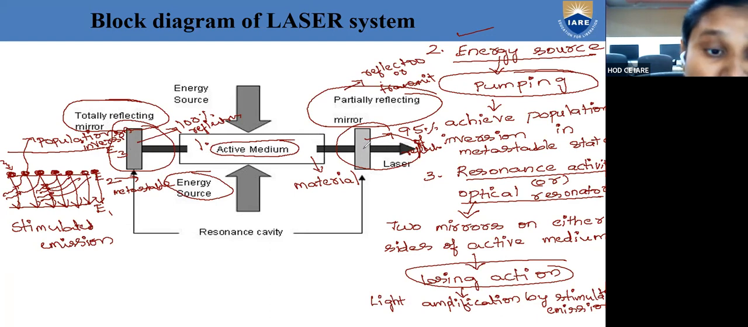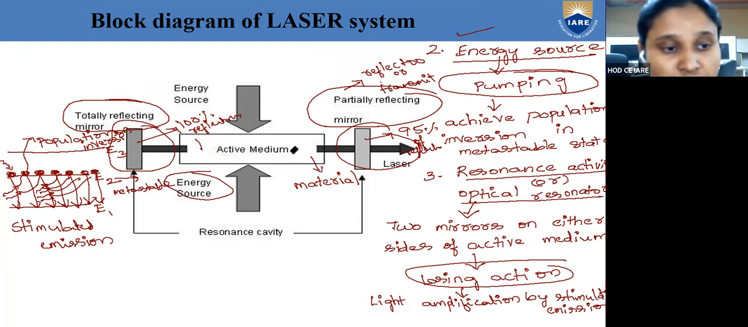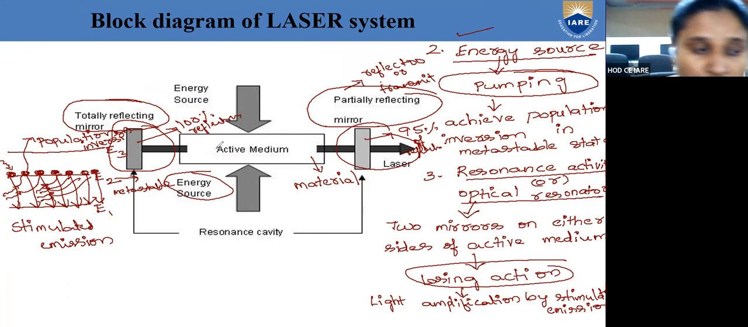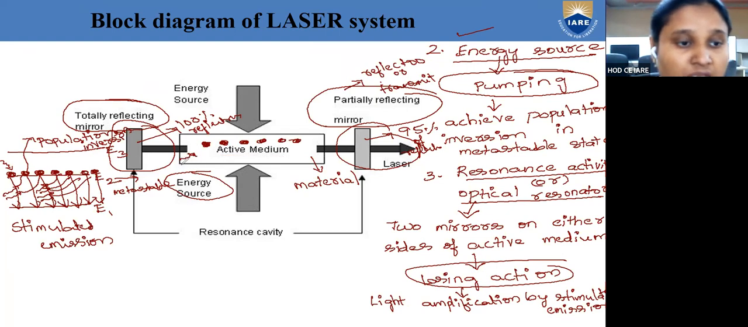Now these two mirrors, as I told you, whatever photons are emitted, I have to make these photons go and strike these excited atoms. In our active medium, we have a lot of excited atoms, present in the metastable state. Now I'm able to get one photon. But how can I make this photon go and strike this excited atom? For that, whatever photon is emitted, I'll make it go and strike this mirror.